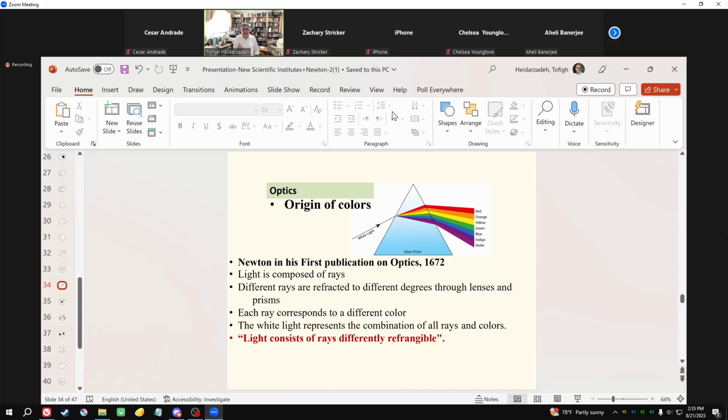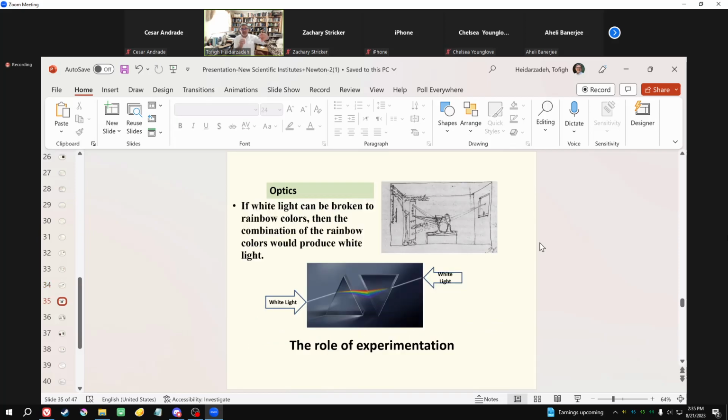Newton asked this question: how about we think that white light itself is composed of 7 colors? Then how can you verify it? First, Newton passed white light through a prism and broke it into 7 colors. Then he put another prism in front of each different color to see if he could break red into other colors or blue into other colors. He found that it never happens. So red is pure red, purple is pure purple.